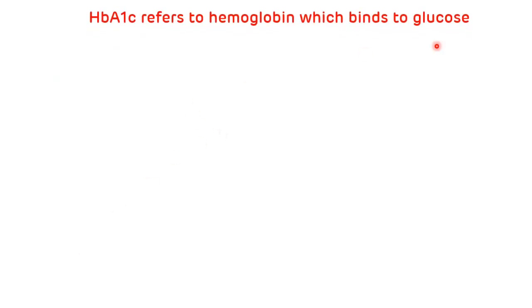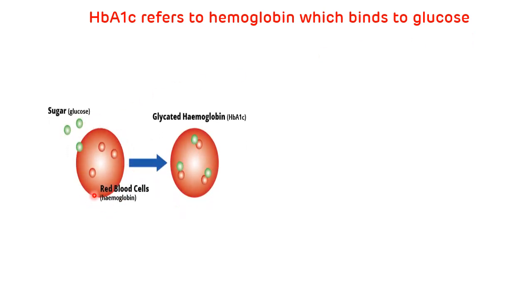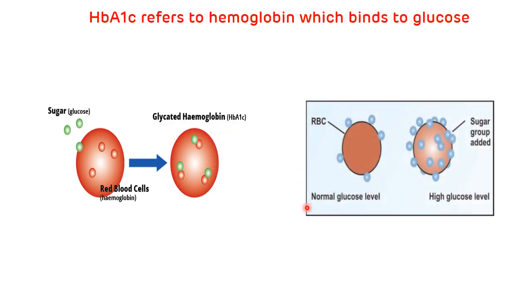HbA1c refers to hemoglobin which binds to the glucose. Hemoglobin is a protein which is present in the red blood cell which is important for the transport of oxygen and carbon dioxide. So glucose which is present in the blood binds to the hemoglobin and it leads to the formation of HbA1c, which is called as a glycated hemoglobin. So when there is an increased level of sugar or glucose in the blood, there will be more binding of glucose to the hemoglobin and it leads to the increased value of HbA1c. This is the picture showing the comparison between normal glucose level and high glucose level.